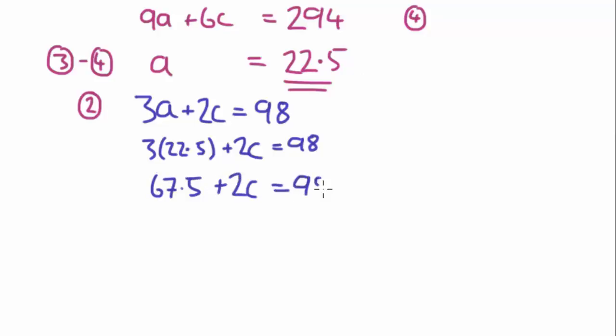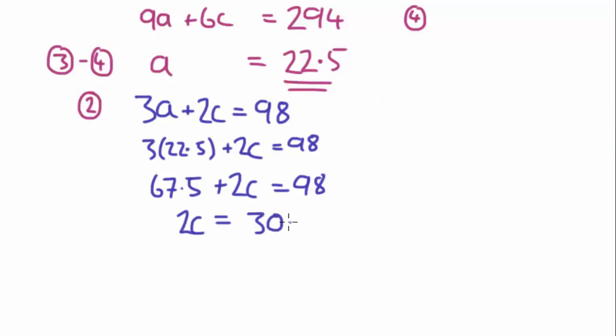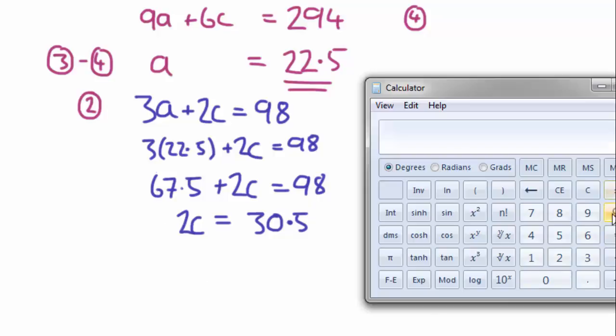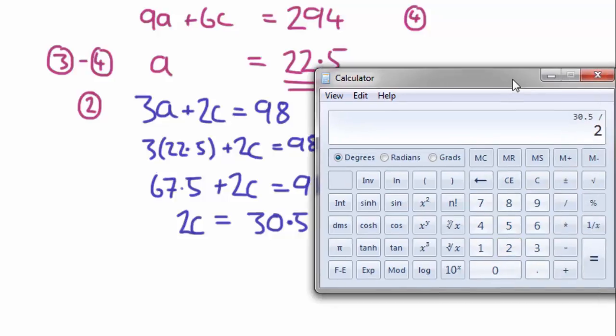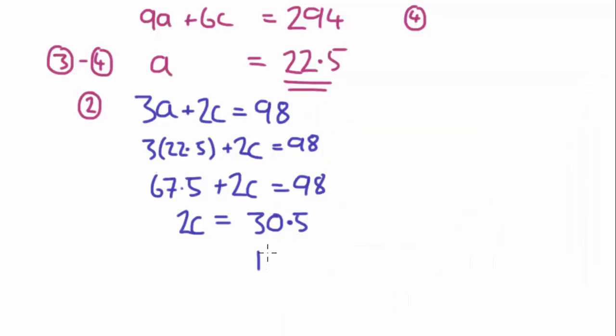Now I want it to be Cs on this side and the numbers on the other. So if I subtract 67.5 from both sides, I'm going to have 2C equals 98 minus 67.5. That is 30.5. And I'll be lazy and divide that by 2. And that equals £15.25. So that's 15.25 for the C.